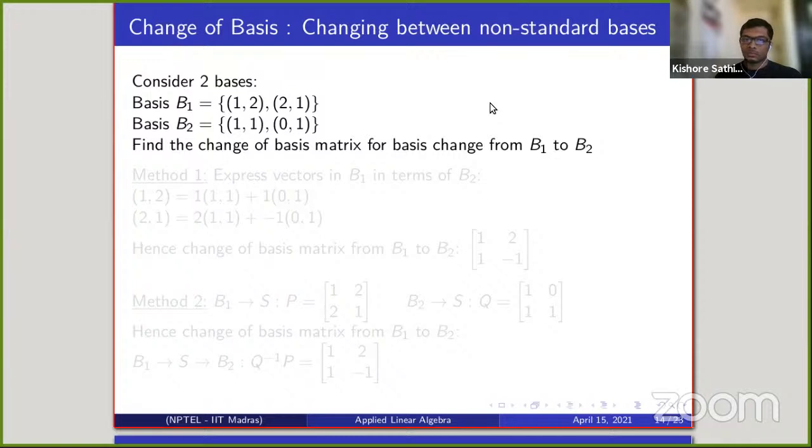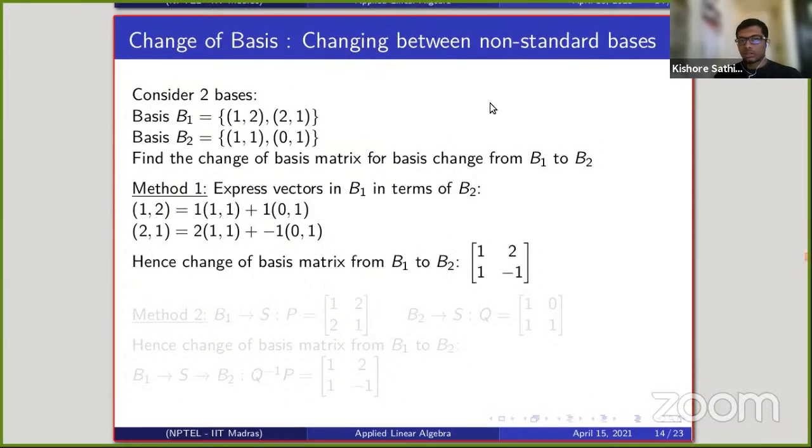Next. All right. So method 1 is what Professor Andrew discussed on two different occasions during the first four weeks, and it is quite simple. The aim is to express the original basis B1 in terms of the new basis B2. So what do I mean by that? I have 1, 2, and I want to express it as a linear combination of the vectors of B2. So you can see that 1, 2 is 1 times 1, 1 plus 1 times 0, 1.